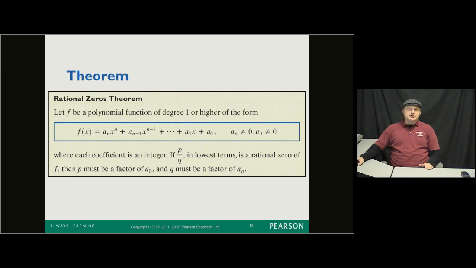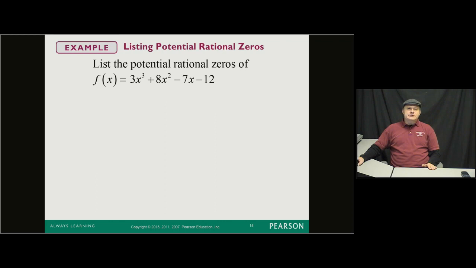Now, this is one of those situations where an example is very, very necessary to understand what the concept is basically saying. So let's see if we can look at one here. Okay, listing the potential rational zeros. So we're going to list the potential ones. We're not going to find them, but we're just going to see what the potential ones are going to be. And again, notice it says the potential rational zeros. It didn't say real zeros. There could be some irrational zeros as well that this theorem doesn't help us with. It only will find the potential rational zeros.